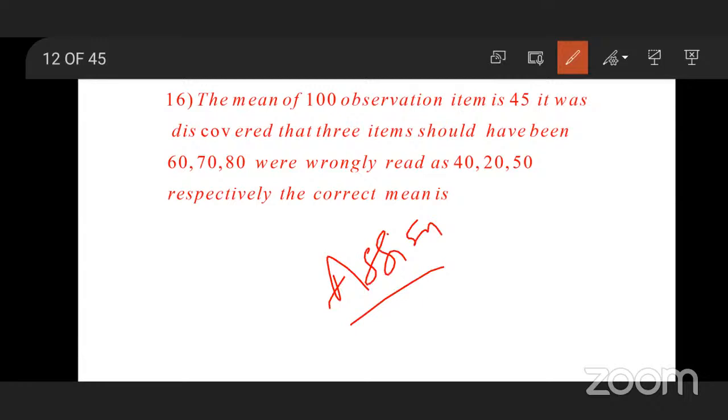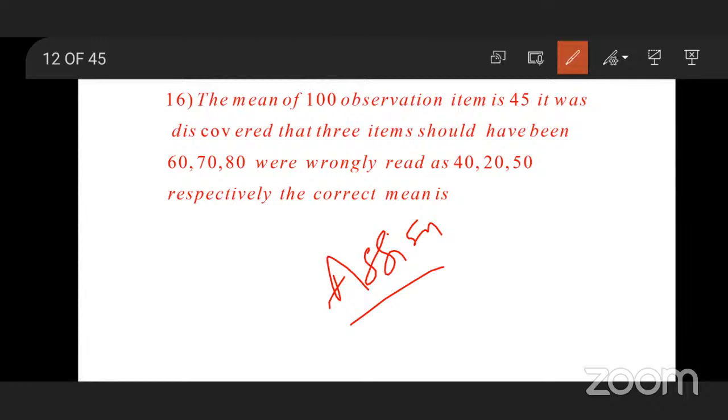The mean of 100 observations is 45. It was discovered that three items, which should have been 60, 70, and 80, were wrongly read as 40, 20, and 50 respectively. Then what is the correct mean?